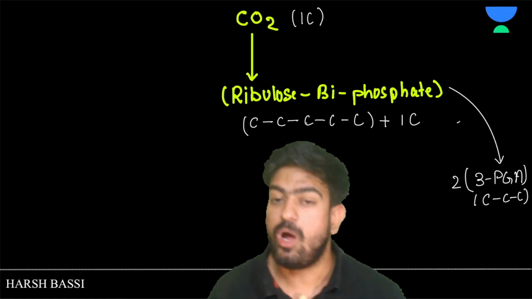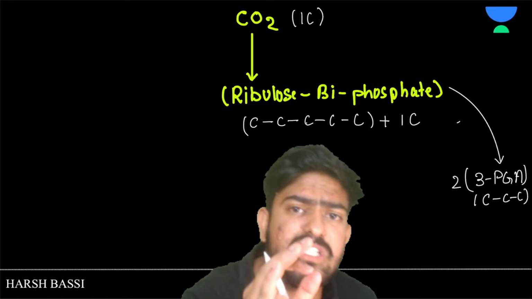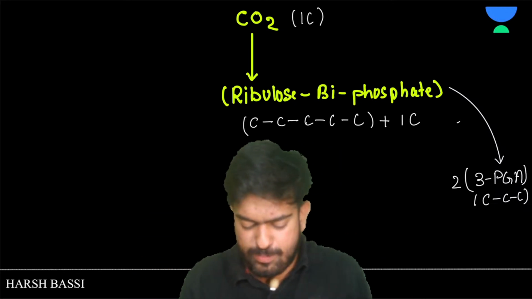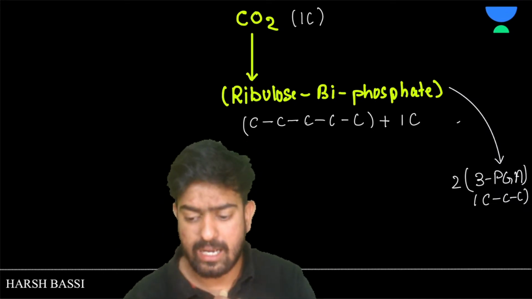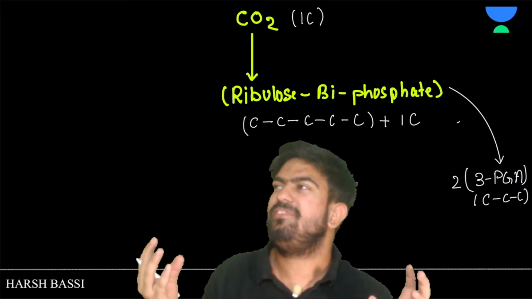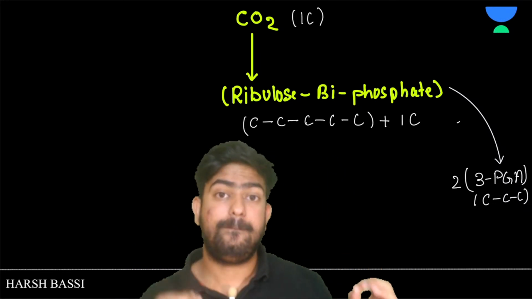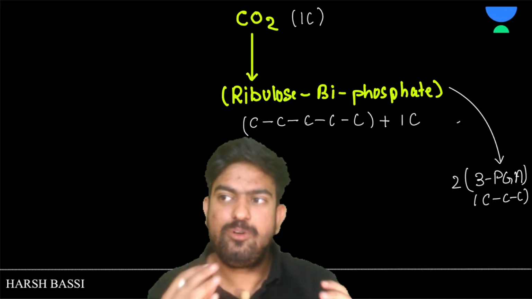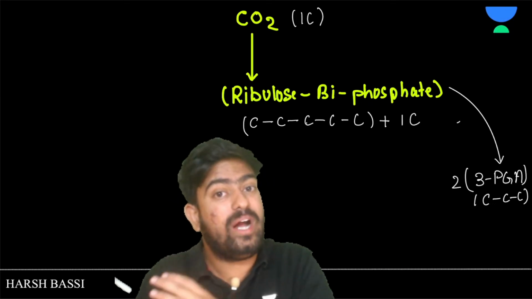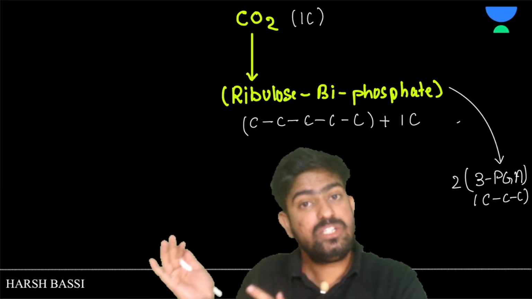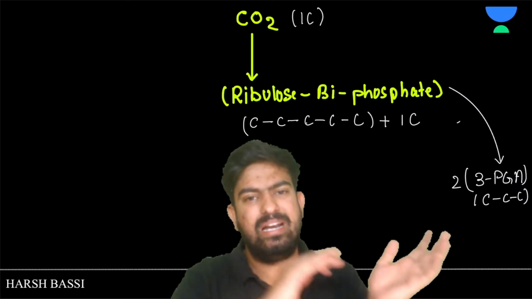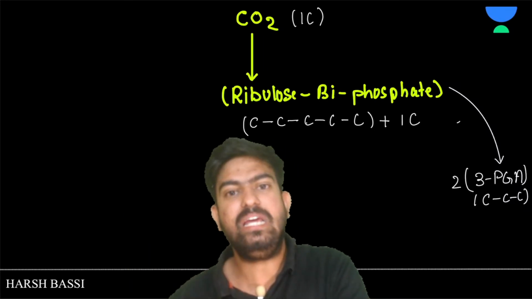Okay, great. Now, this 3-PGA is what? It is the first stable compound. So RuBP, ribulose bisphosphate, was like, oh my God, when I get CO2, my life will be very easy. I will live my life. But as soon as CO2 came, RuBP had the realization, oh no, CO2 is not my thing. So it broke into another compound, 3-PGA, and this 3-PGA is now stable. So RuBP made a mistake by joining with CO2, and now it has corrected its mistake by breaking into 3-PGA.